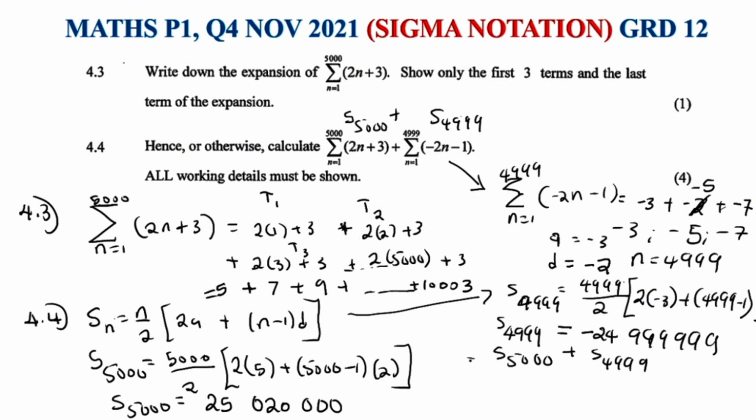So the question asks us to find S5000 plus S4999. Therefore we know S5000 is 25,020,123 minus 24,999,999. Okay, therefore all in all this gives us a sum of 20,001.